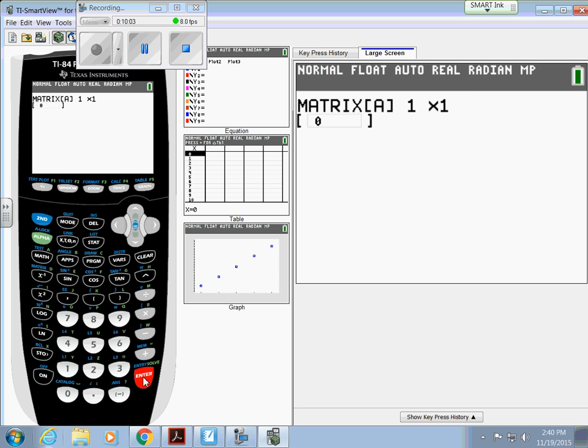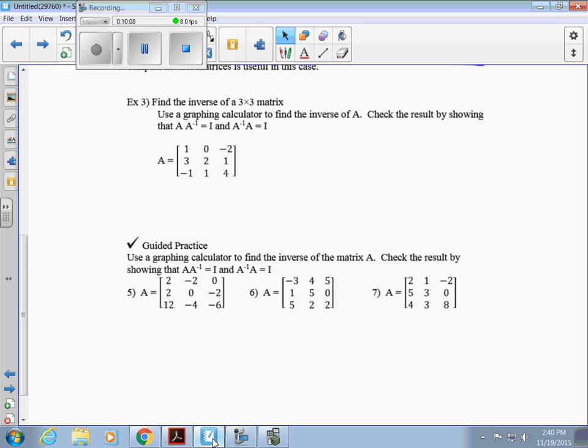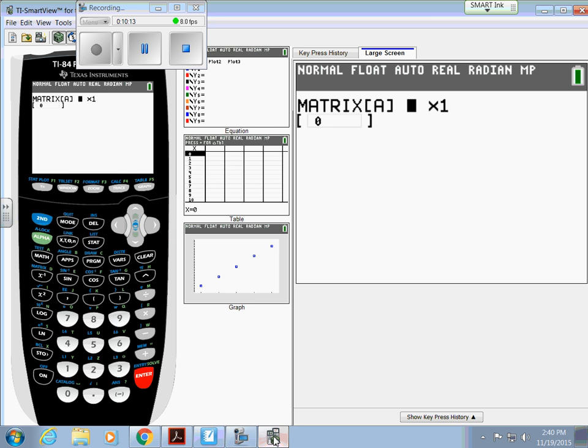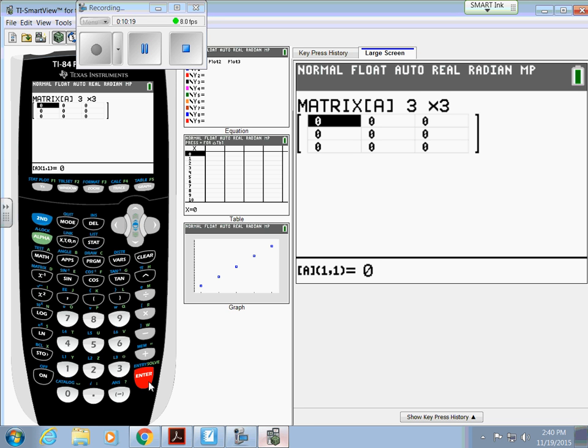So if we're looking at your notes, A is a 3 by 3 matrix. So we want to put that as a 3 by 3 matrix. Hit enter, and there it gives us those. So we're going to go in row 1. So it's going to be 1, 0, -2. And then row 2 is 3, 2, 1. And then row 3 is -1, 1, and 4. So now we have this matrix entered.